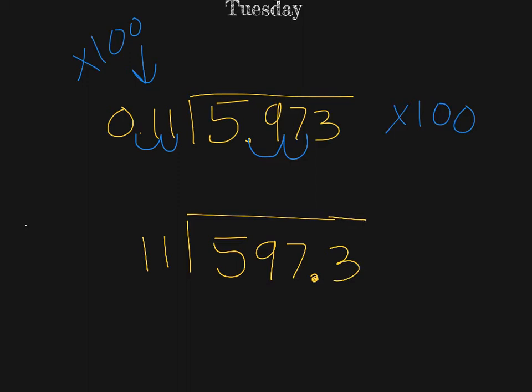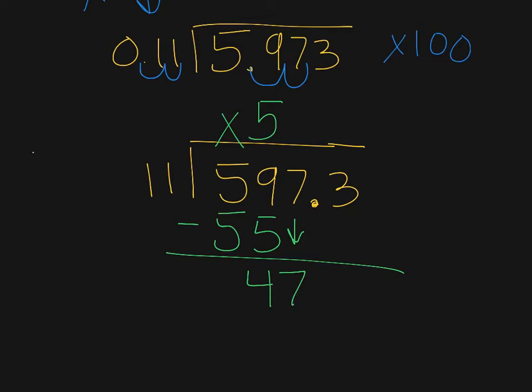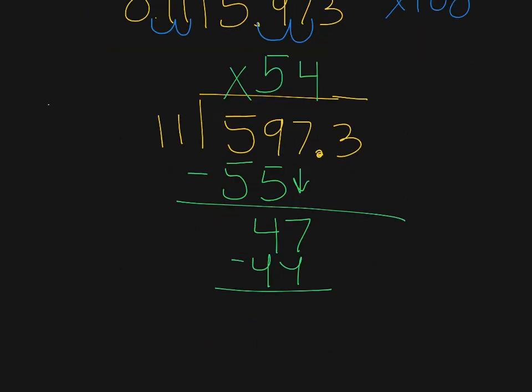Now let's go and do the division. 11 cannot go into 5. 11 can go into 59 5 times because 11 times 5 is 55. Subtract that and you'll get 4. Bring down the 7 to make 47. 11 times 4 is 44. And then when you subtract that, you'll get 3.